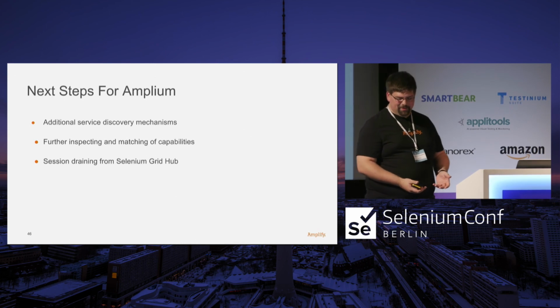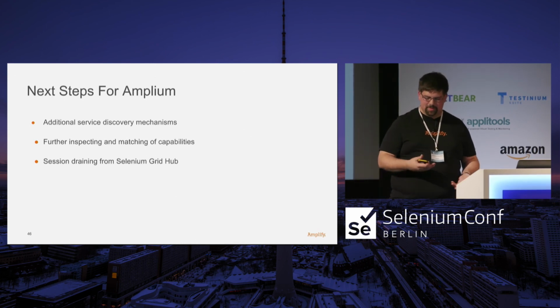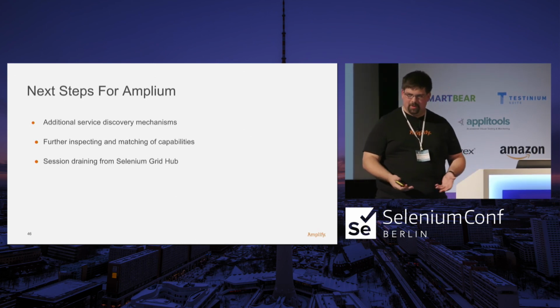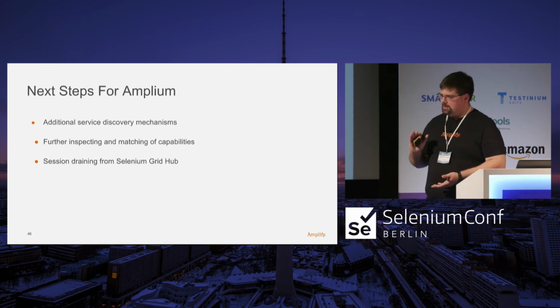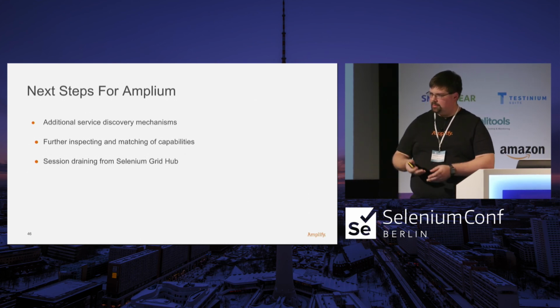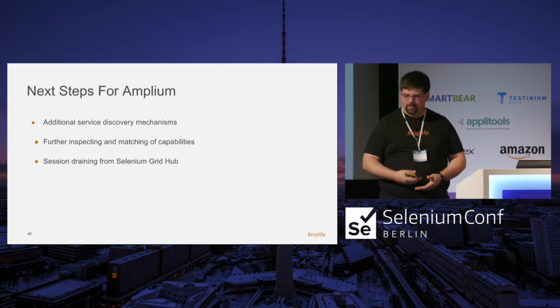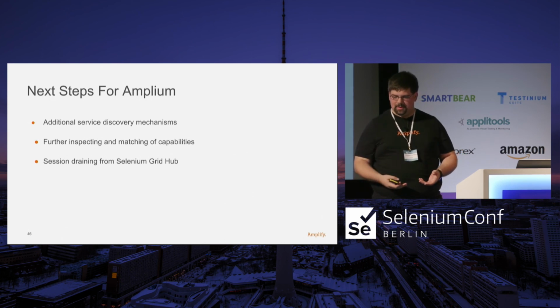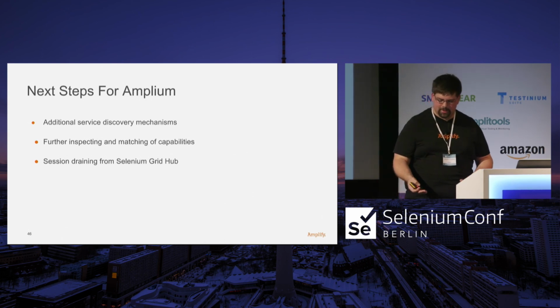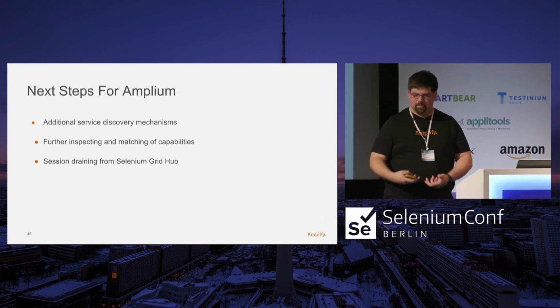And then we've talked a few times about session draining. So it'd be very, very cool if Amplium could inspect a grid hub and say, oh, okay, you're going to be leaving us because of the spot market, or we want to redeploy a new version of you. Have some sort of mechanism that lets us safely remove and stop sending sessions to a grid hub once we want to get rid of it.